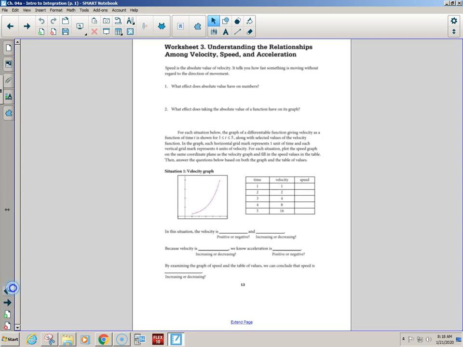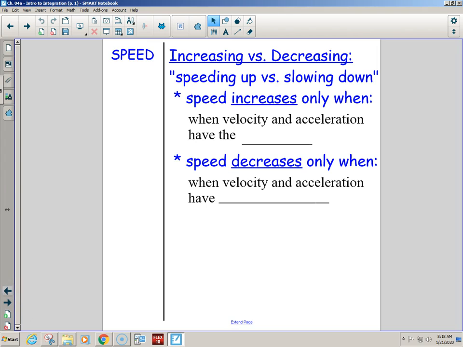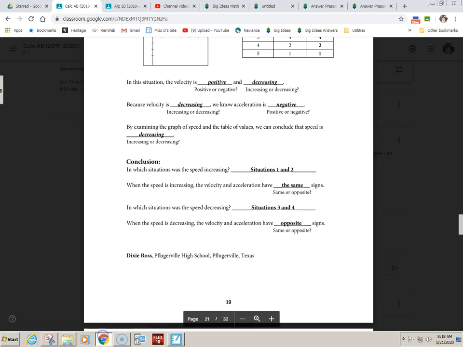That's what's in our notes that we're supposed to be filling in. When does speed increase? And what did you guys notice, if you did it correctly, about situations 1 and 2 where speed did increase? What was going on with velocity and acceleration? They're working together. So if velocity is positive, I'm moving to the right. If acceleration is positive, I'm pushing to the right in some senses. And so moving to the right, pushing to the right, I'm going to speed up.